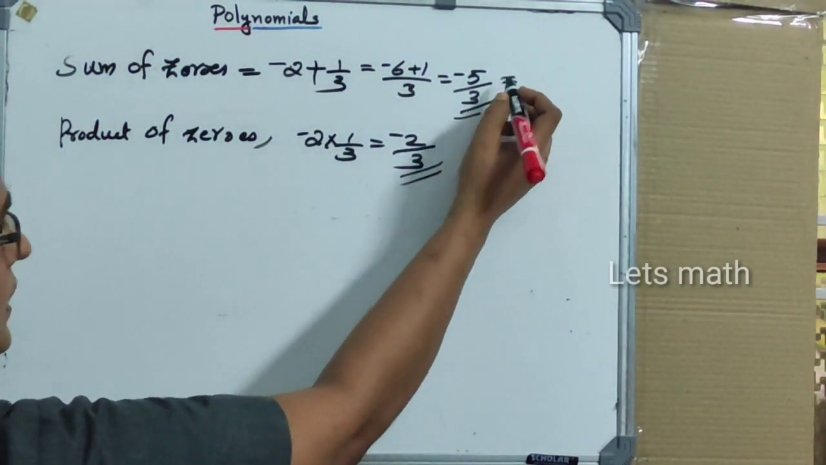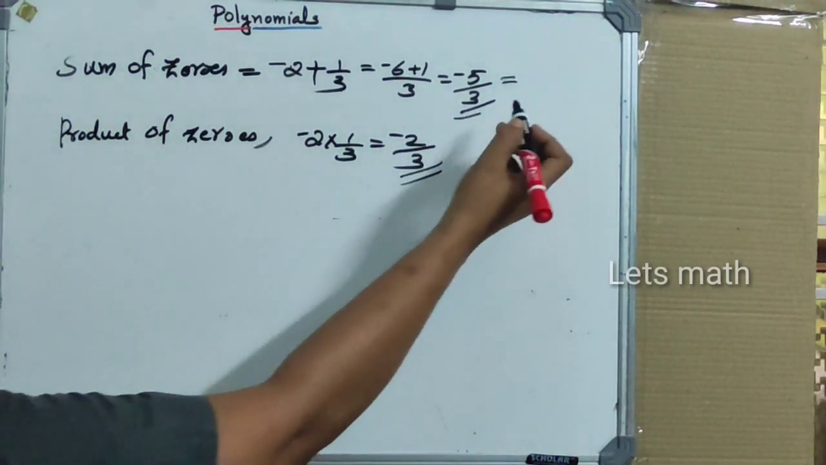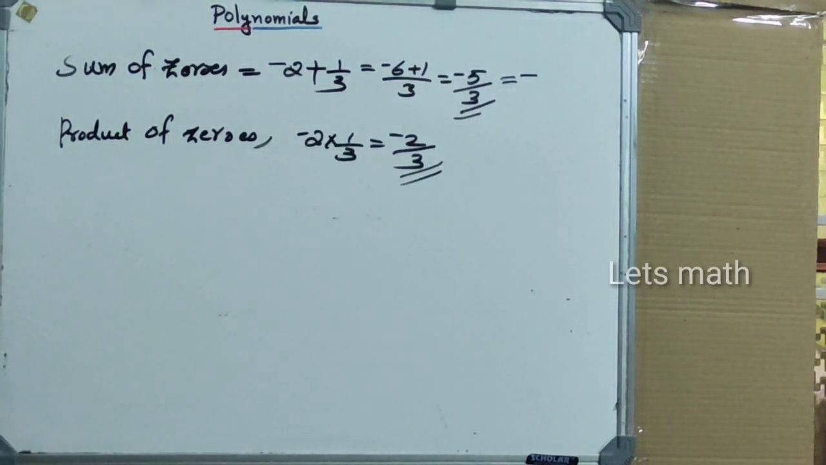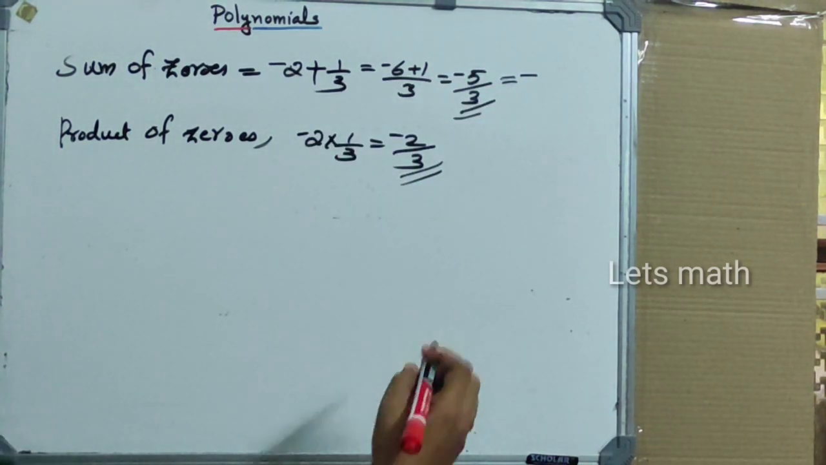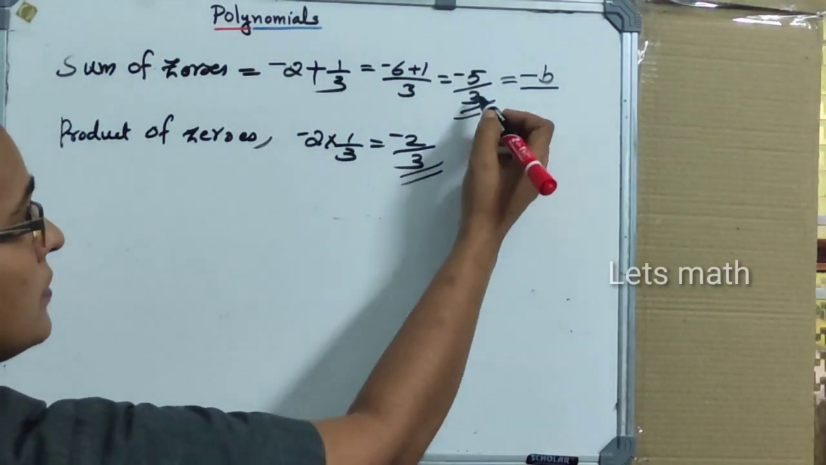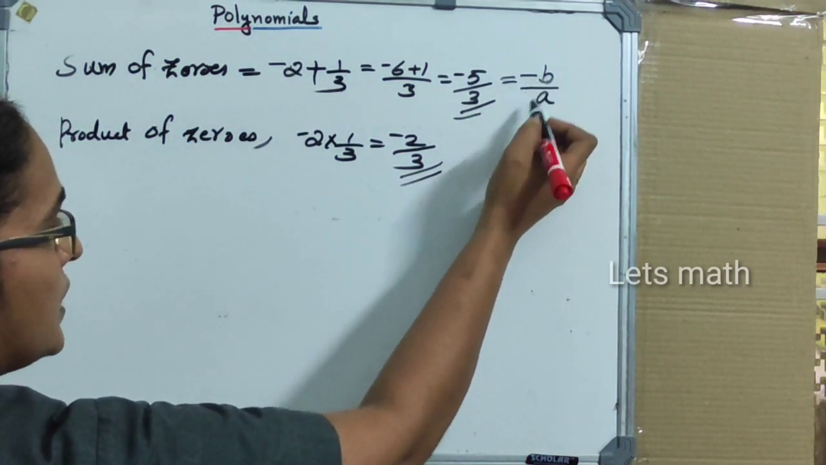Then we can connect this with the coefficients. Let us see what it is. So here already one minus sign is there. What is 5 in our polynomial? It is b. What is 3 in the polynomial? That is a. So we get it as minus b by a.